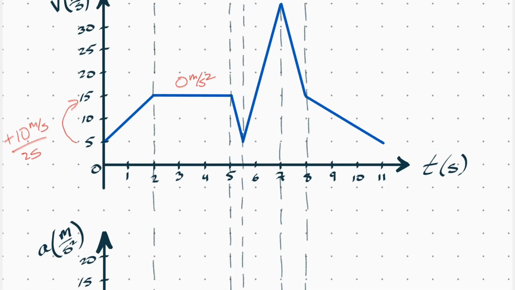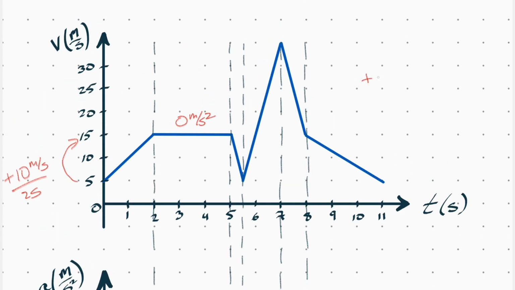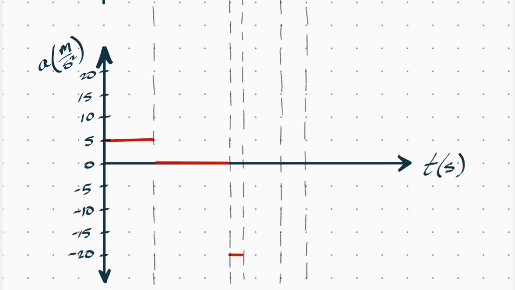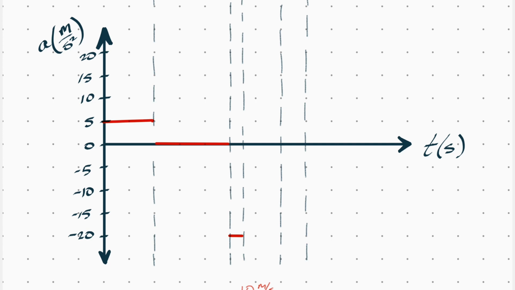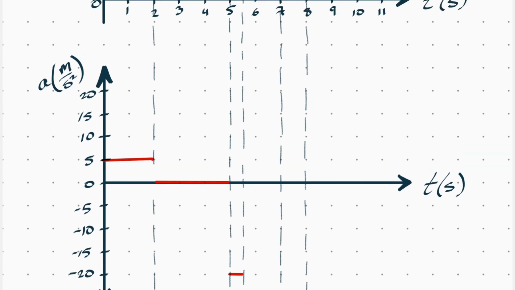On to the next one, we go from 5 all the way up to 35, so that's a jump of 30, and it takes 1.5 seconds, so that's going to be 30 meters per second in 1.5 seconds, which is 20 meters per second squared. And so we go all the way from negative 20 up to positive 20.